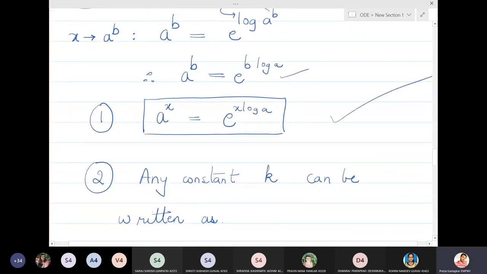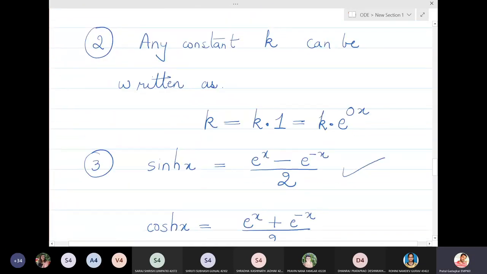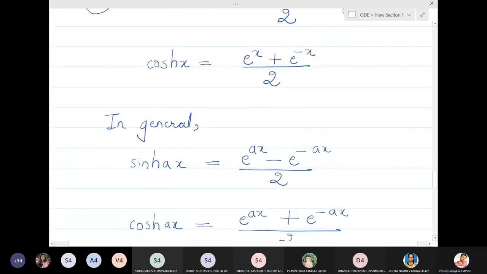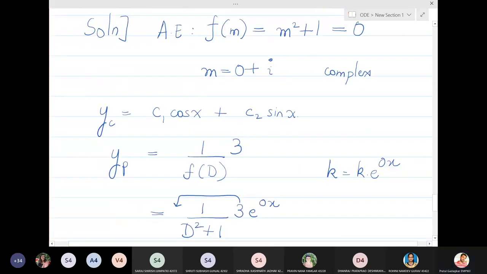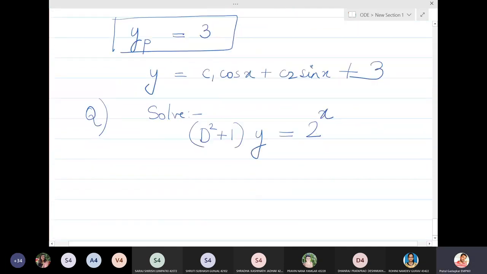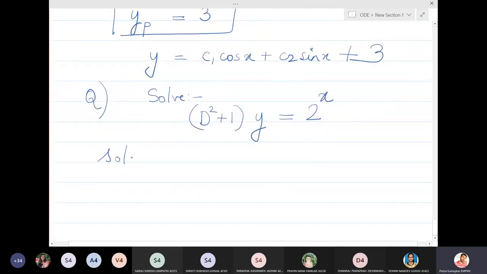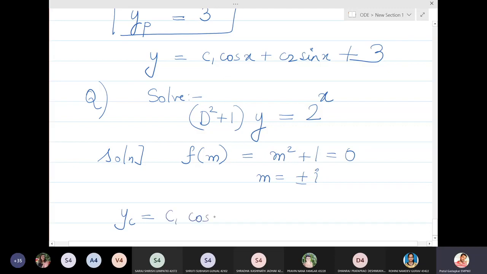See, anything raised to x can be written as an exponential, right? So this means that... there is a question. Yes, so the solution again: your f(m) is m square plus 1, and therefore the roots are complex, m equals plus minus i, and therefore the complementary function is c1 cos x plus c2 sin x.